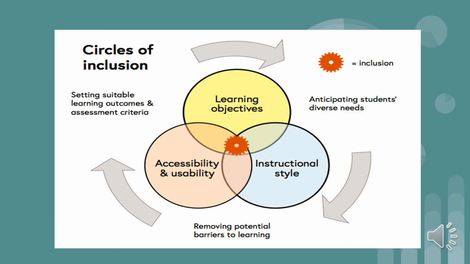The diagram here, the circle of inclusion, gives a brief explanation of how inclusive education should be catered. For example, learning objectives should be based on diverse needs. Instructional style should remove the barriers to learning, such as providing differentiated instruction or universal design for learning. In the same way, assessment should be based on the student's learning style.